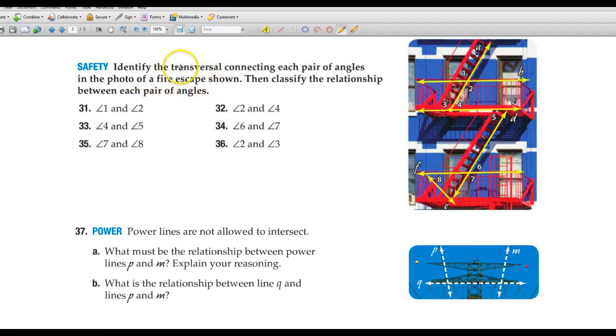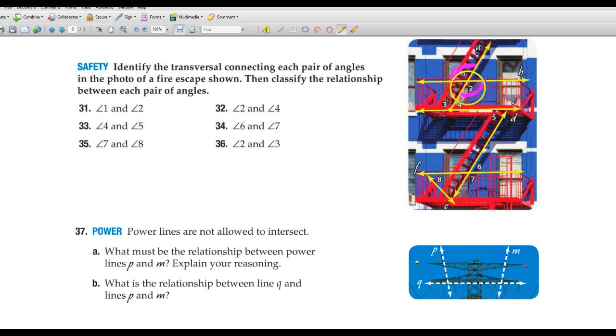Okay, this time identify the transversal connecting each pair of angles in the photo of a fire escape shown. Then classify the relationship between each pair of angles. So the same thing that we were doing in the previous set. Number 31, 1 and 2. Angle 1 is here, angle 2 is there.